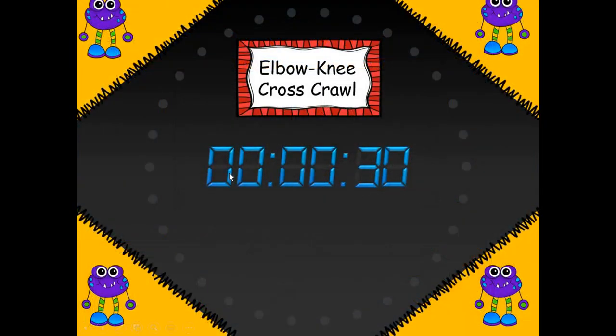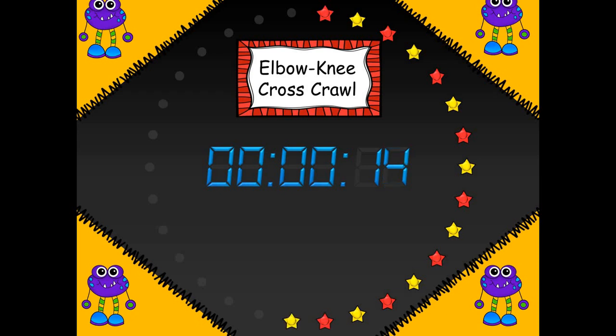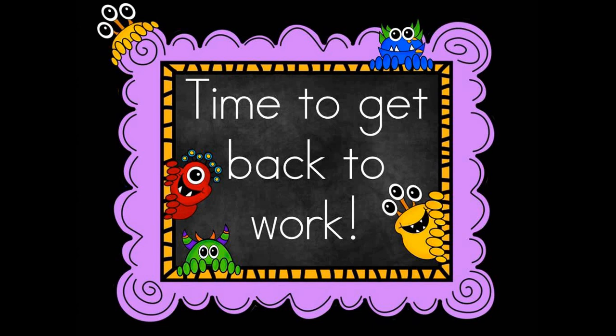All right, this says elbow, knee, cross crawl. Now, you don't have to actually get down on your knees. You're going to stand up and you're going to bring your right elbow to your left knee. And then you're going to bring your left elbow to your right knee. So you're kind of crossing them across. You're going to touch your elbow to your knee. There you go, but you got to cross it. Touch your right one to your left knee and your left one to your right knee. There you go. Oh, feel the burn.